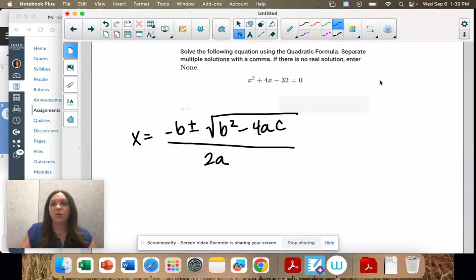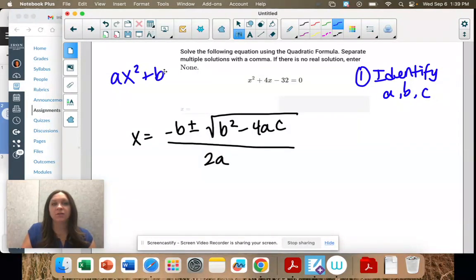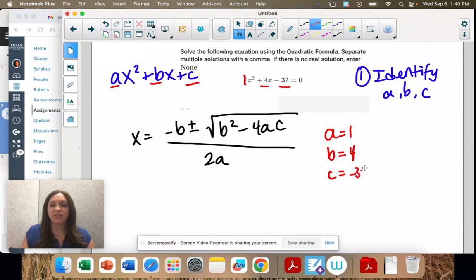So step 1, identify A, B, C. If I'm starting with standard form, A is the number next to x squared. When there's nothing there, it's 1. So A is 1. B is the number next to x, positive 4. And C is the constant by itself, negative 32.